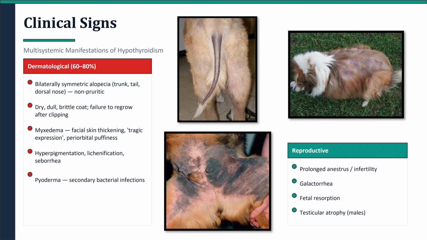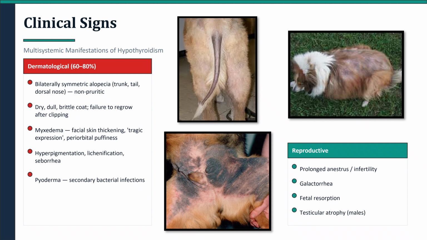Myxedema is another striking finding, a thickening and puffiness of the facial skin, particularly around the eyes and forehead, giving the dog what clinicians call a tragic expression, a sad, puffy, droopy face. We also see hyperpigmentation, lichenification, and seborrhea. And secondary bacterial pyoderma can develop because the compromised skin barrier allows opportunistic infections.